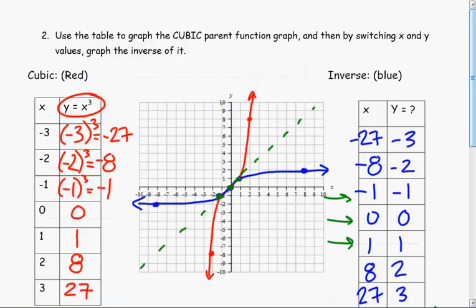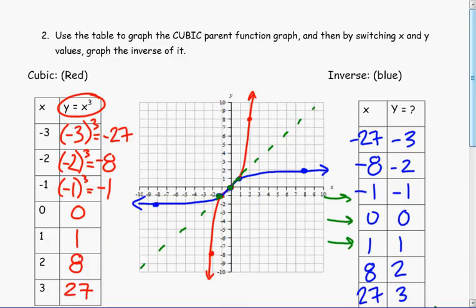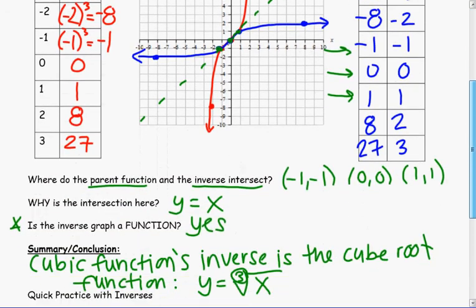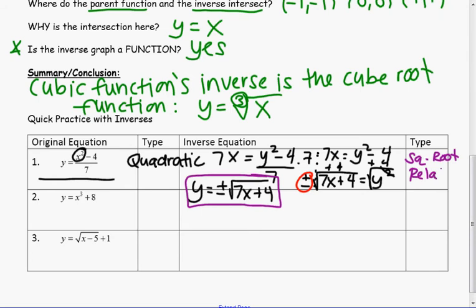And that's why when we look at the inverse of this quadratic, lots of pages here, we're going to see a plus or minus in our answer. So our final answer for this one is y equaling plus or minus the square root of 7x plus 4. And what we see here is that it is a square root relation at this point because the plus or minus is there, meaning it is not a function.